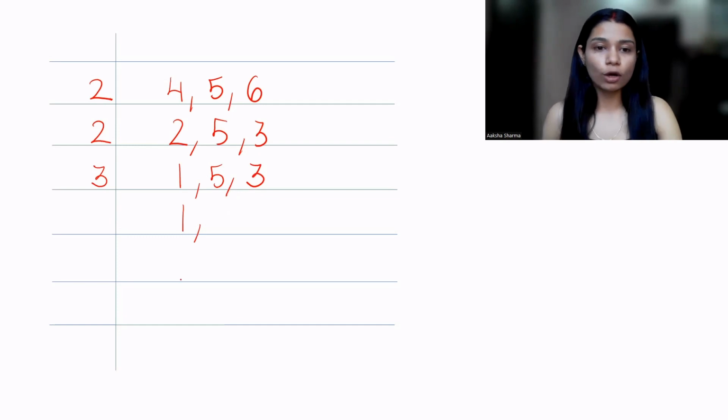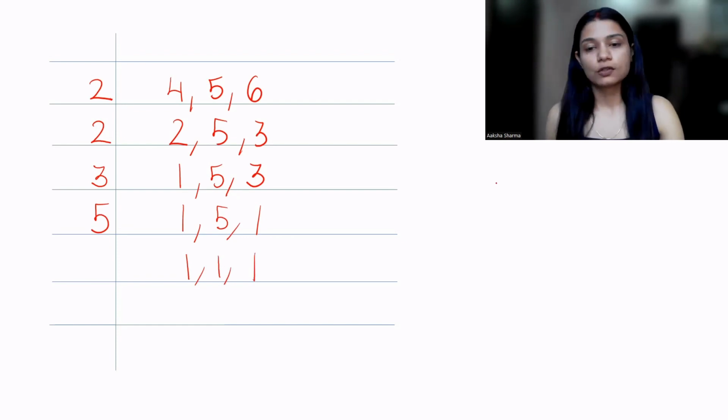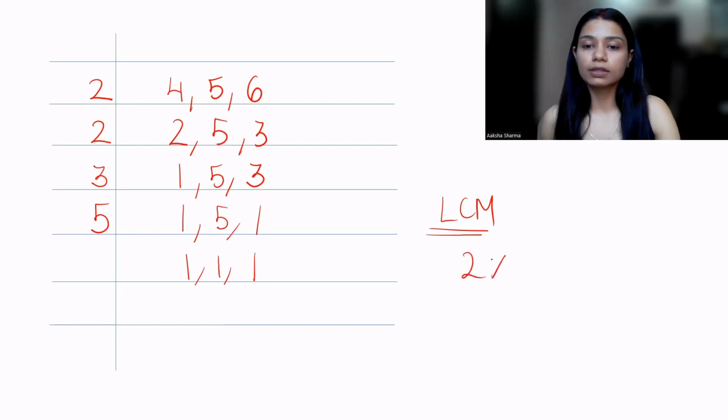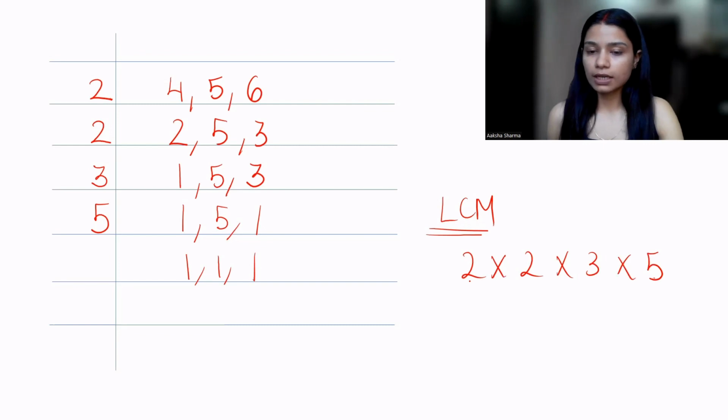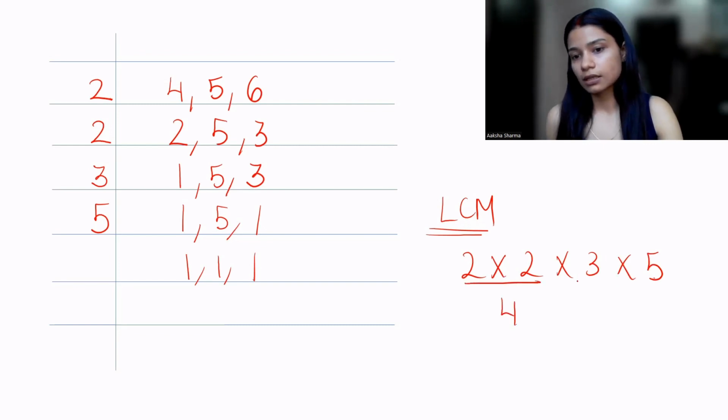You will stop when you have 1 in all 3 places. If you have more than 3 numbers, then you need to have 1 in all of those places. So then I will divide this by 5 and I will have 1 in all of these places. Time to stop here. So how will I find out LCM? It will be the product of the numbers that I got outside. So I have written all the numbers I got outside. If you try multiplying these, I get 60.